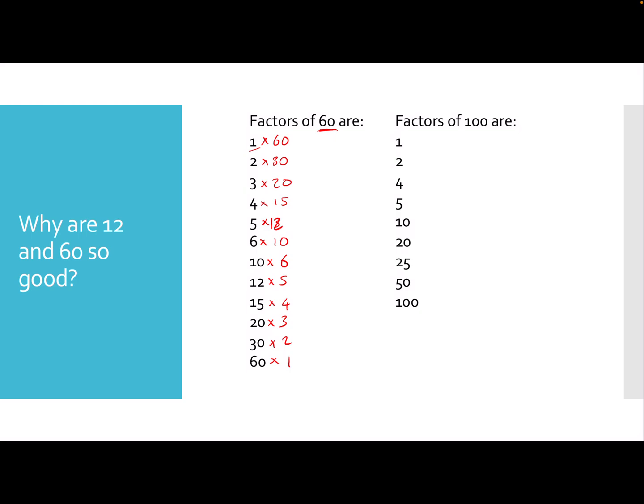100 is actually quite rubbish. I can have 1 lot of 100, I can have 2 50s, I can have 4 25s, and I can have 5 20s, I can have 10 10s, I can have 20 5s, 25 4s, 50 2s, or 100 1s. There aren't as many options. 60 just splits up brilliantly, and that's why people like it and they're used to it.